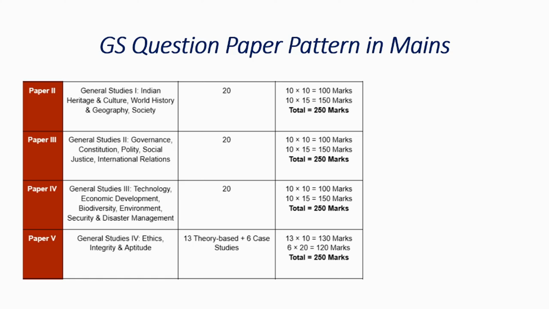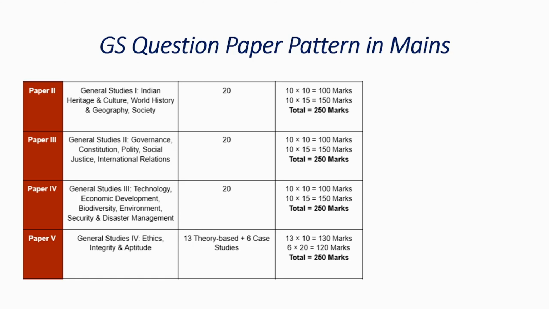Essay is paper 1. Paper 2 is general studies paper 1. There are 4 general studies papers: paper 2, paper 3, paper 4, paper 5. General studies paper 1, as I told in the previous class also, talks about Indian heritage and culture, world history, geography, society.